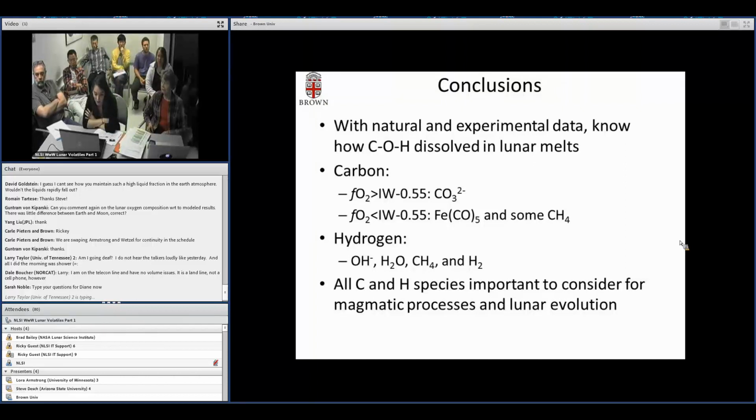So we've been talking a lot about water, but it's also important just to keep in mind that carbon can also play an important role and should be considered for magmatic processes and lunar evolution. So thank you.